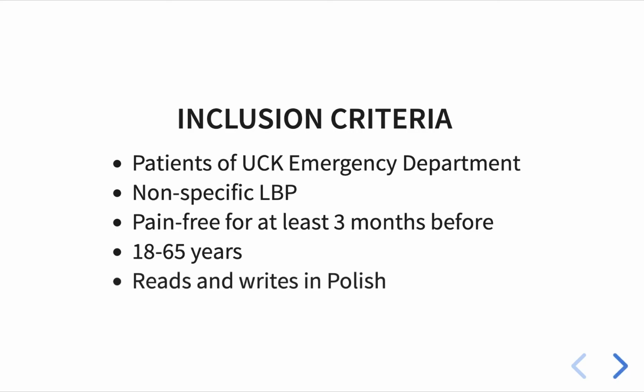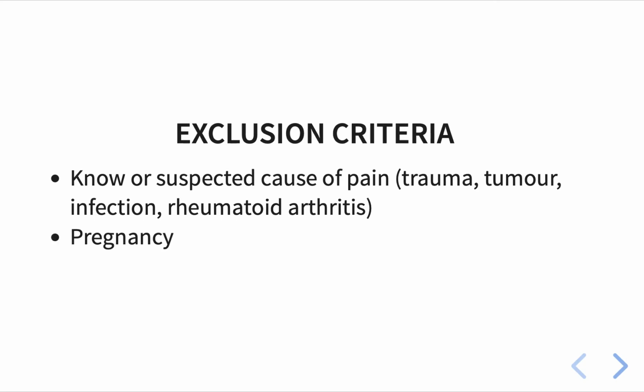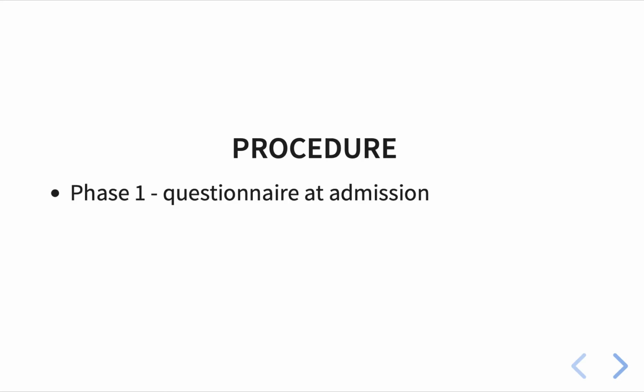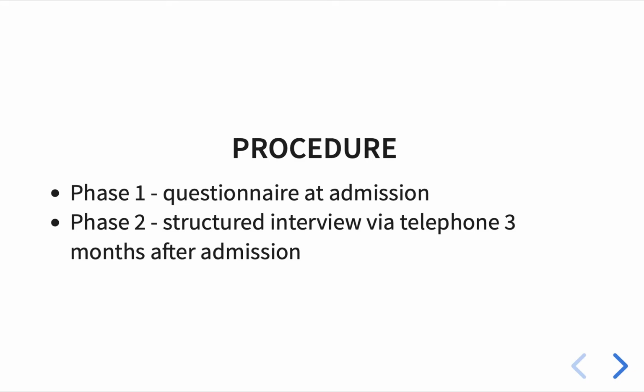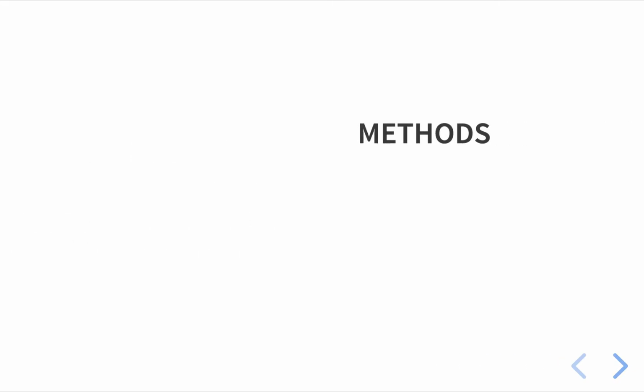And they were between 18 and 65 years, and they read and wrote in Polish to fill out their questionnaires. If the cause of pain was suspected or known, they were excluded. Pregnant women were excluded, and other serious illnesses as well, such as cancer and whatnot. And what we did here was, in phase one, we gave patients a battery of questionnaires at admission, and then after 3 months, we conducted a structured interview, just to see whether or not they developed a chronic pain condition, and how much time they spent on sick leave.